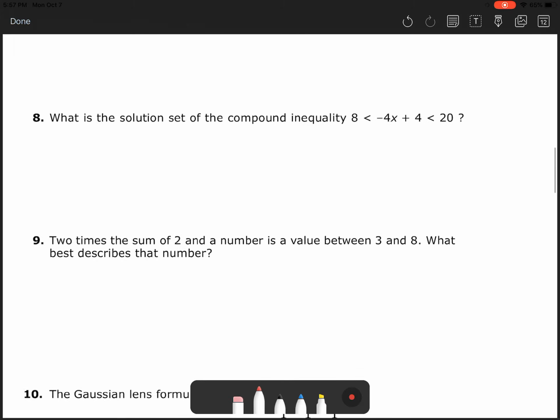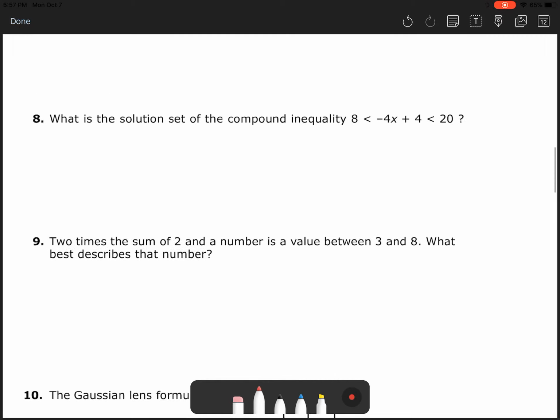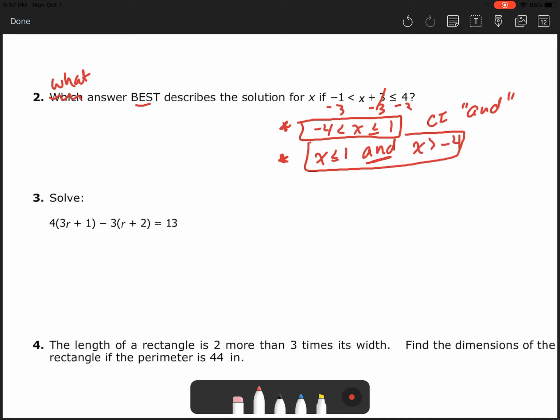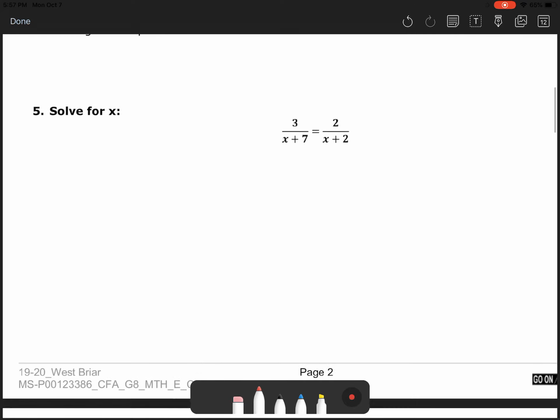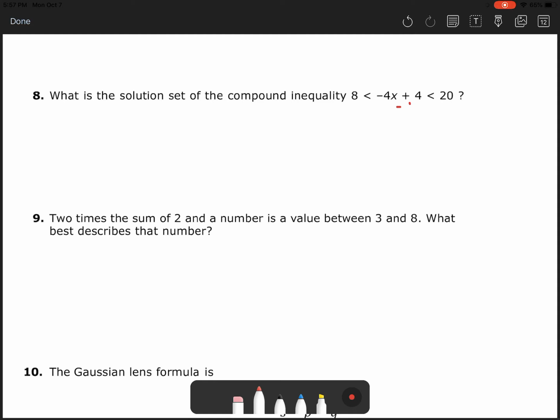All right, let me talk about the other inequality. All right, number 8. And that's a little hint for you: your answer choices are probably going to be with the and statement. So you're going to have to understand how to break it apart and switch it. Okay, so number 8. All right, I'm going to subtract 4 from all three sides.